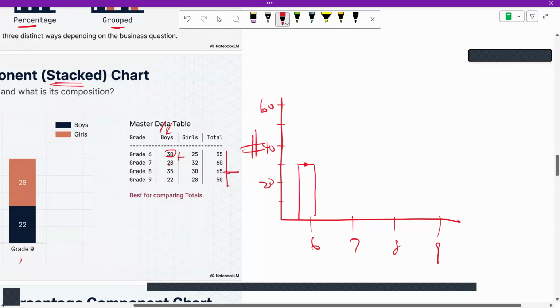Second, 28. Where is 28? Almost here. 28 should be here, and I draw. And 28 here, grade 8, 35, 35 somewhere here. So use graph sheets, so that you can draw a nice graph, and the width of each column should be equal. And grade 9, 22, somewhere here.